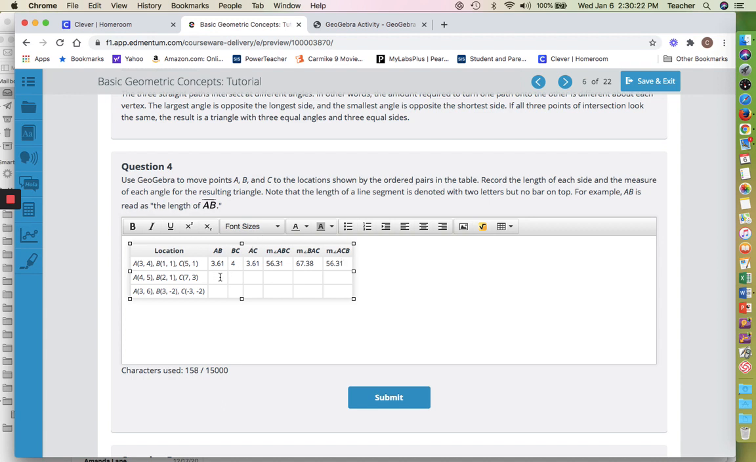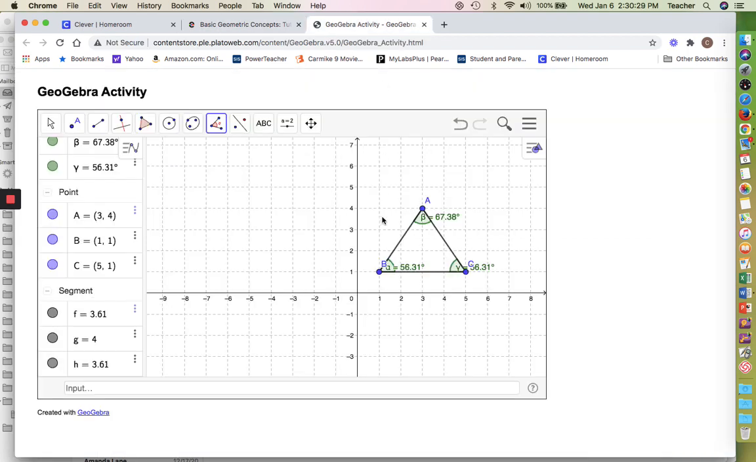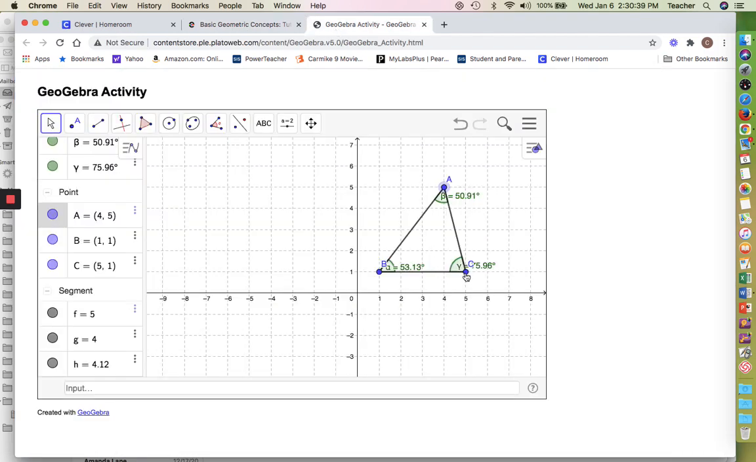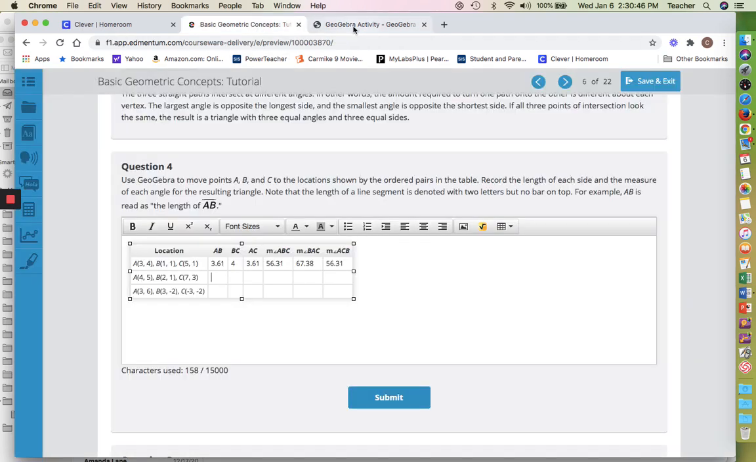All right. So it looks like they just want us to do it again. So we're going to change A to 4, 5. I'm just going to move it over. There's 4, 5. B is 2, 1. Oh, wrong one. Here we go. And C is 7, 3.